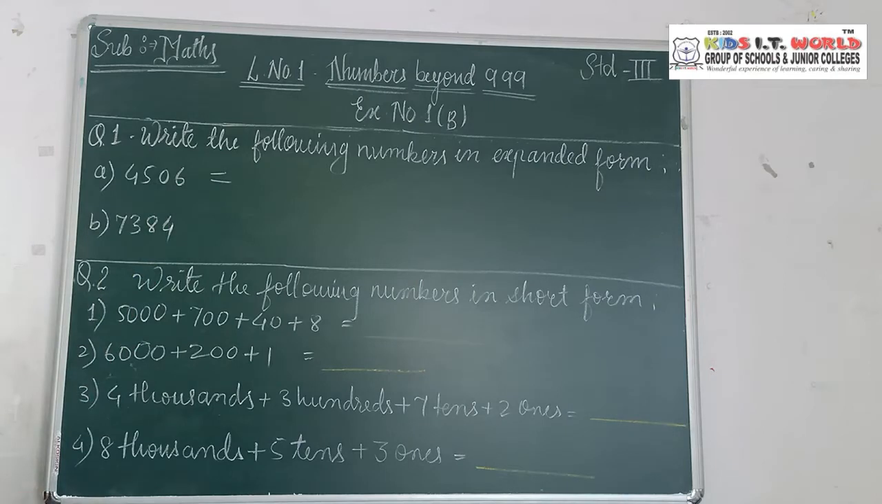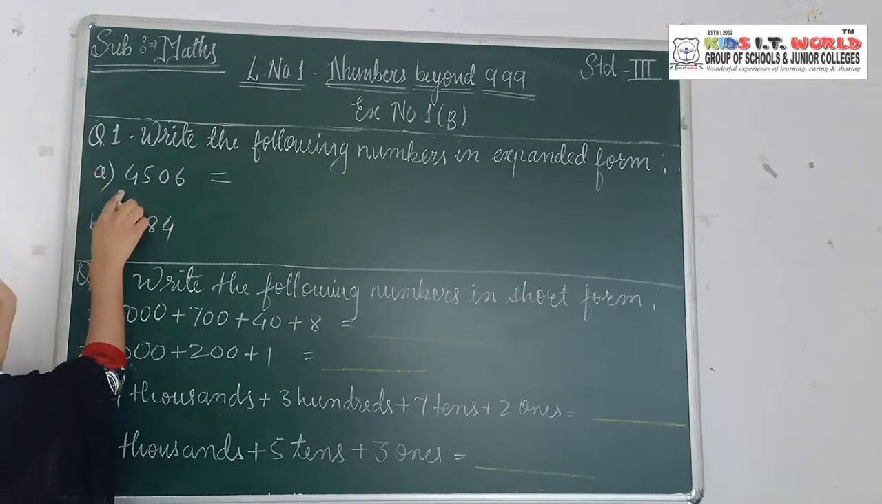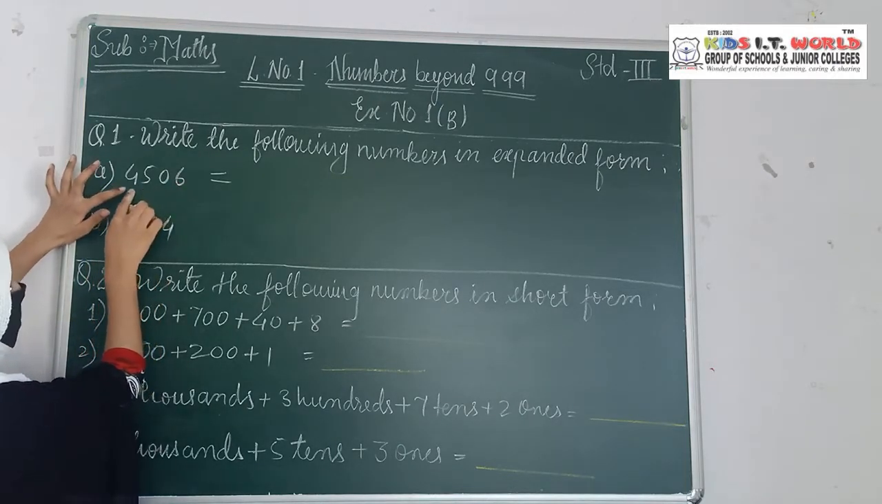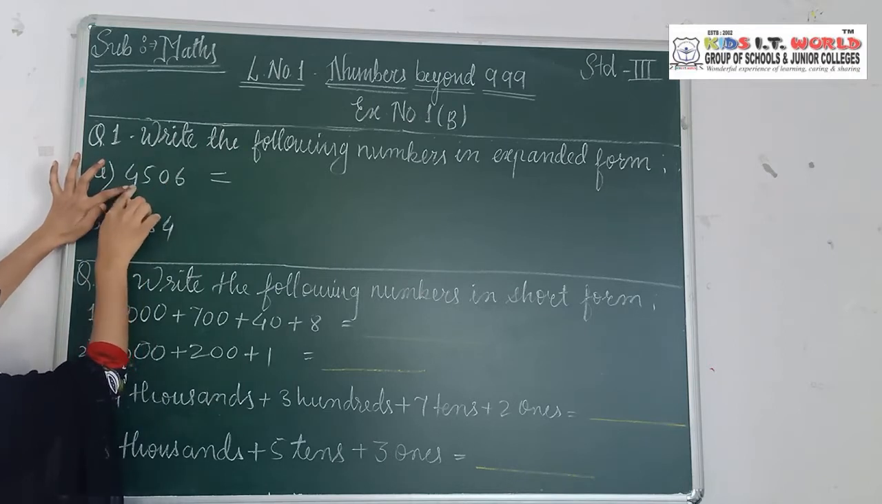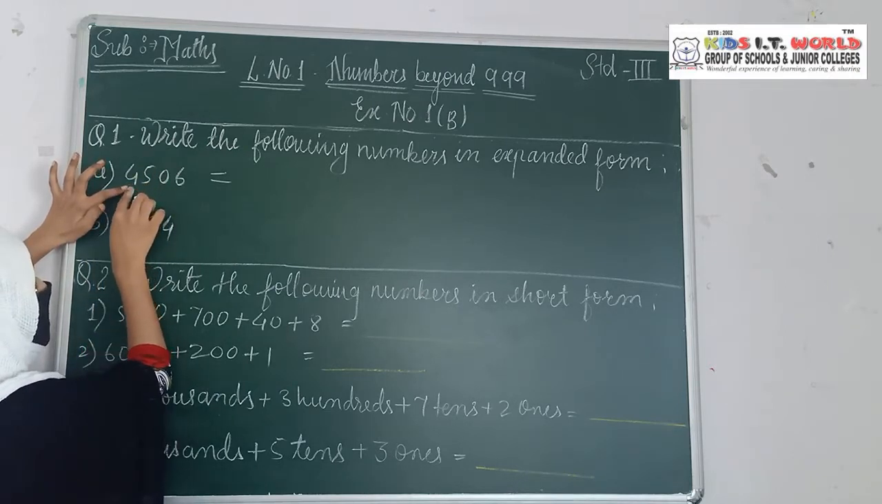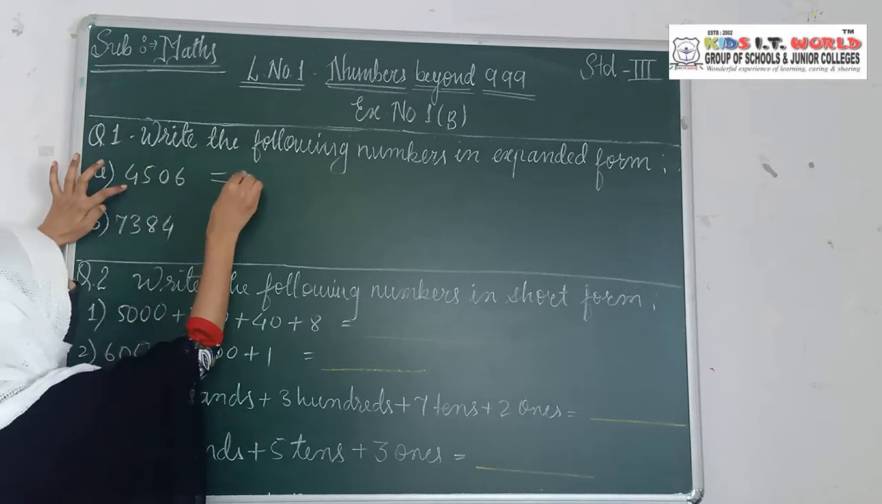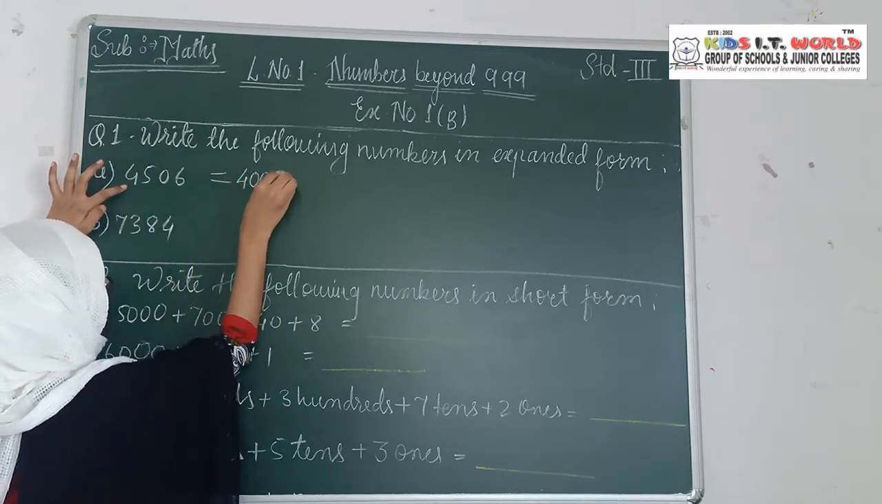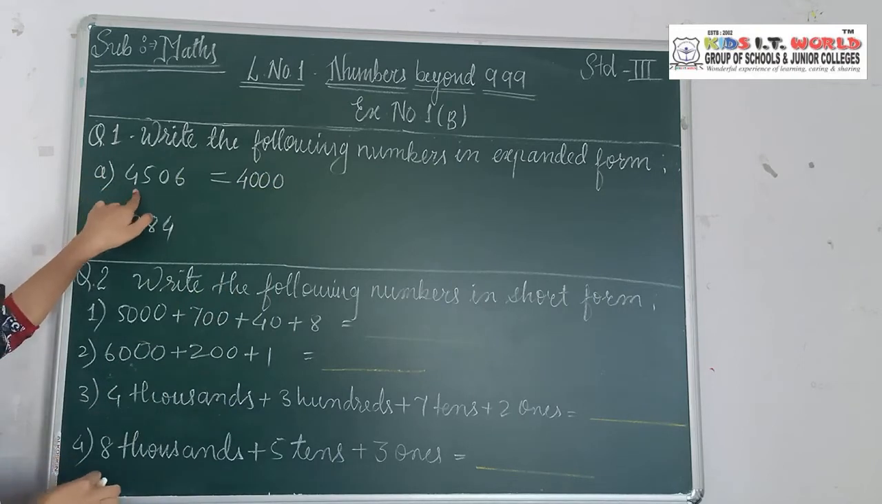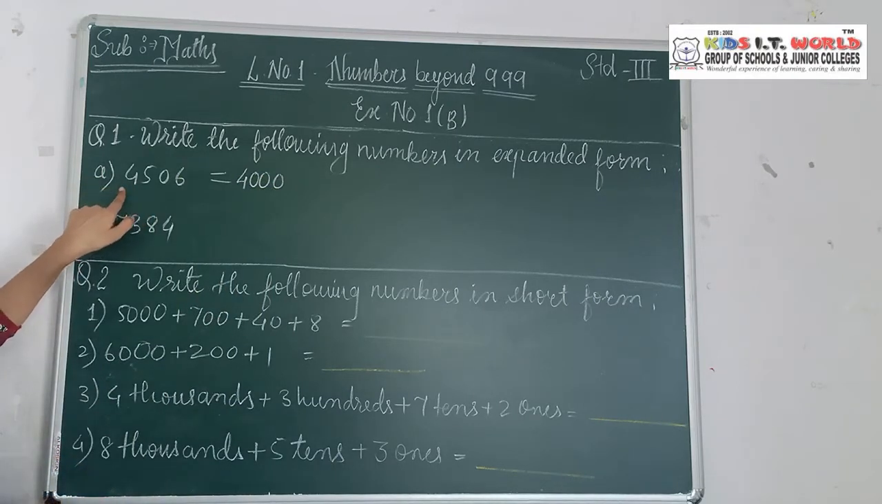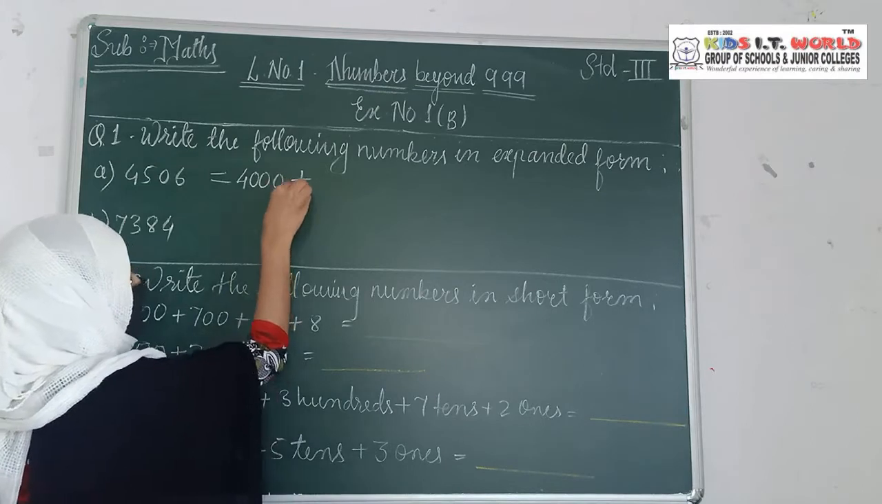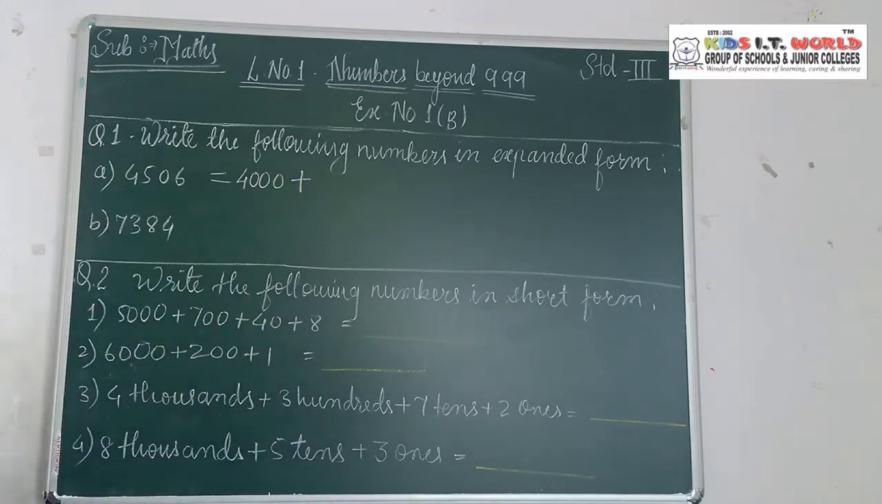As you know, if the number is on the thousands place, how many zeros will come? 3. On the hundreds, it is 2. On the tens, 1 zero, and on the ones, no zero. So if you expand 4506, what is the place value of 4? It is 1000. So the expanded form of 4 will be 4000. After finishing the first expansion of the number, you put the addition sign. Or in another way you can expand.